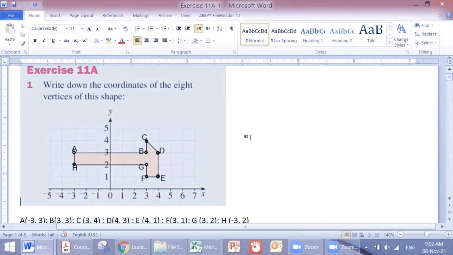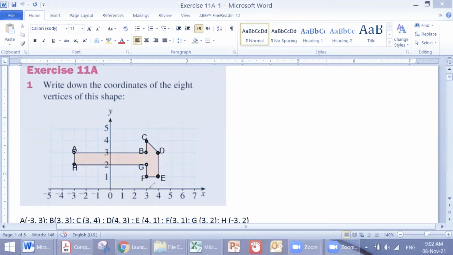So here, in this question, you have to write down the coordinates of the 8 vertices of this shape. This shape is given to you, and its coordinates are like this. I gave this point A, and this is point B. You can give it any name you want. It is just for representation of where point A is.